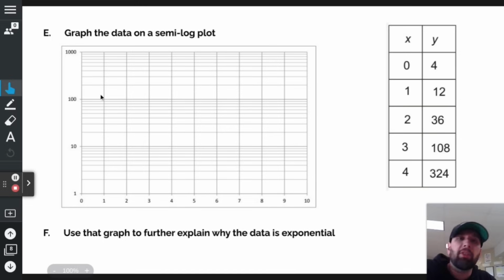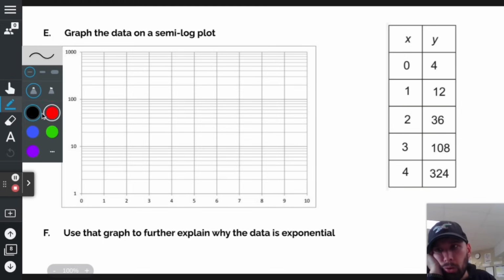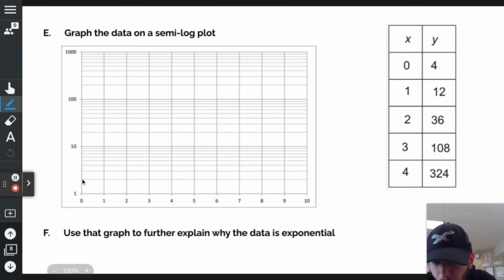Same exact data. Okay, 0, 4. So let's graph 0, 4. 0, 1, 2, 3, 4. 1, 12. So here's 10. Remember, once I skip up here, I now have 10, 20, 30. So 12 is probably going to be right around here. 2 is going to be 36, so there's 20, there's 30, so 36 is right around here. 3 is going to be 108, so this would be 110, so 108 is right there. 4 is going to be 100, 200, 324. So just make believe that there's a straight line cutting through all of those.